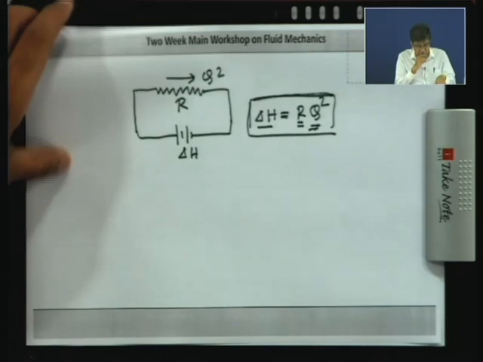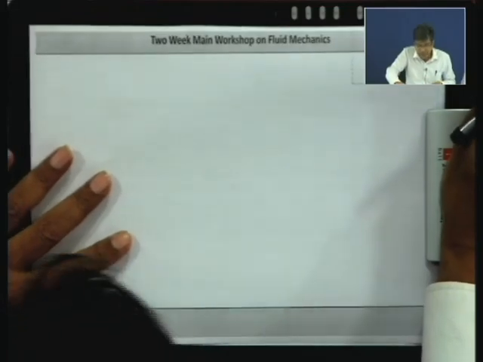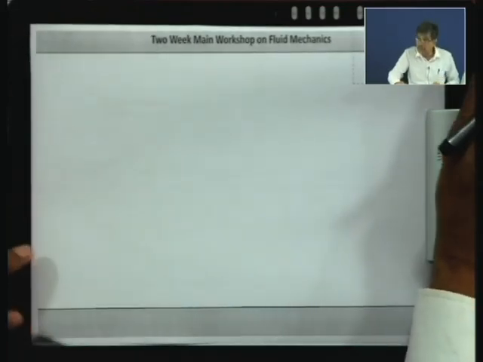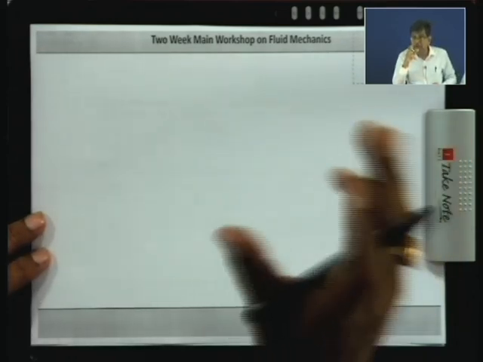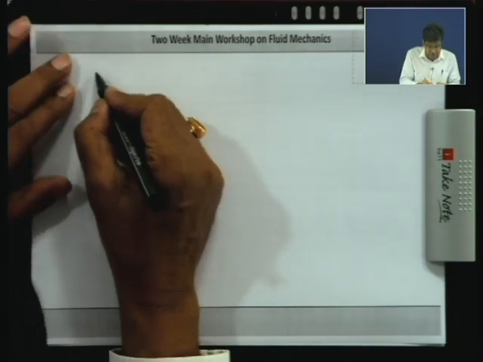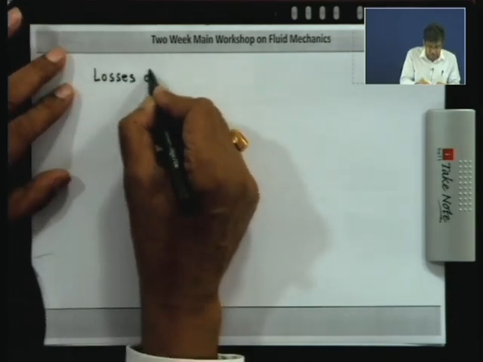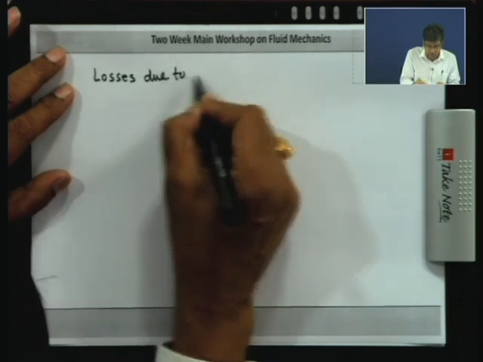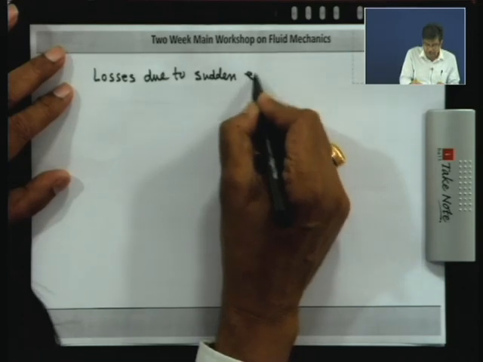Now, after this I will tell you about the expansion and contraction losses, which will give you the concept of entry and exit loss. So first, you see the losses due to sudden expansion. What is this?